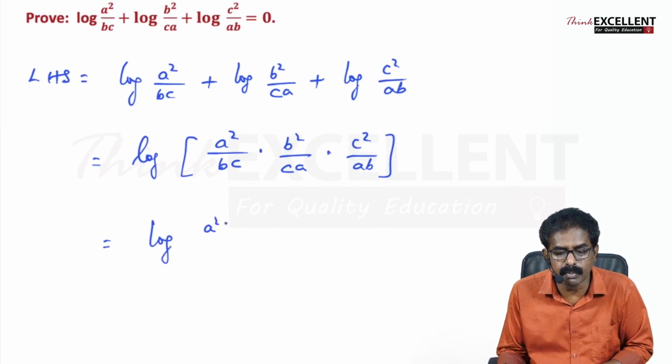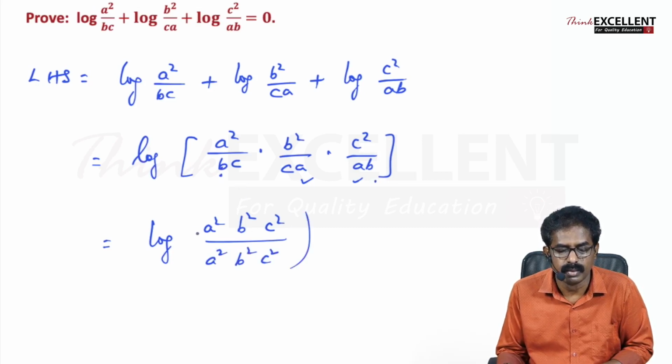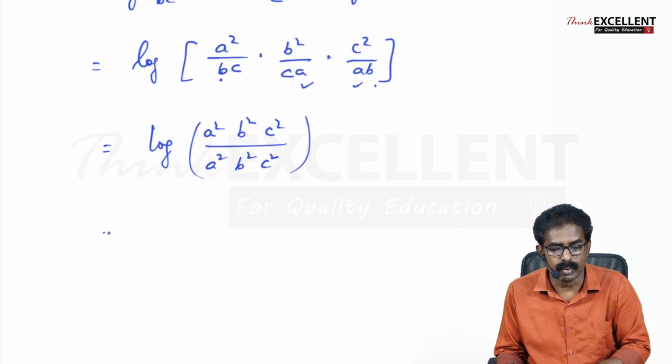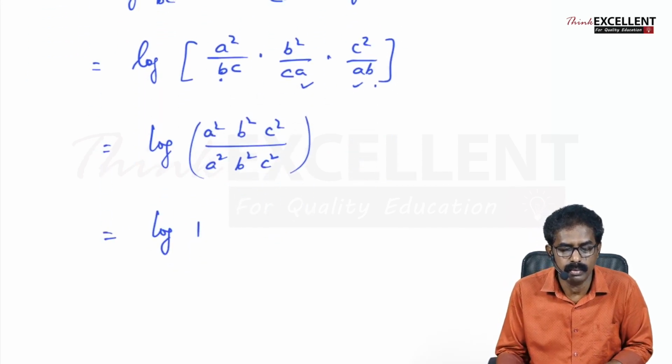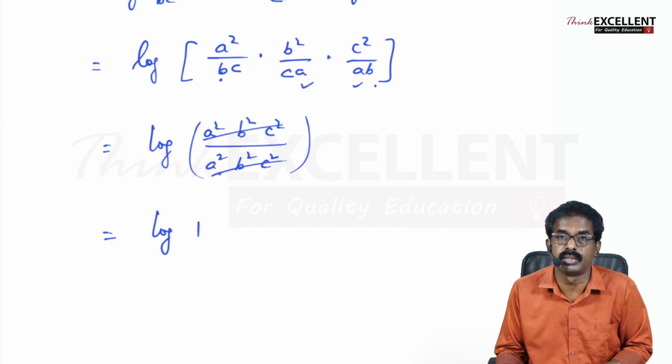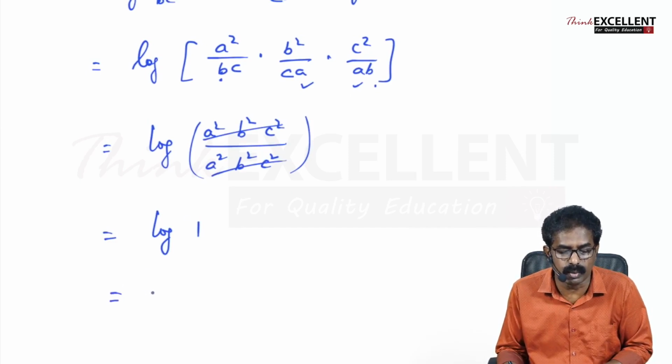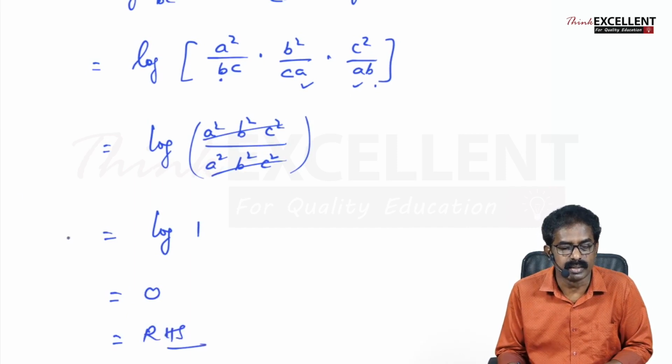numerator is a square, b square, c square. Denominator also: here one a into a square, like that b into b square, and one c into c square. So everything cancels, right? You are getting log 1. A square, b square, c square, a square, b square, c square cancel. Log 1, the answer is what? 0. Log 1 is 0, and that is our RHS.